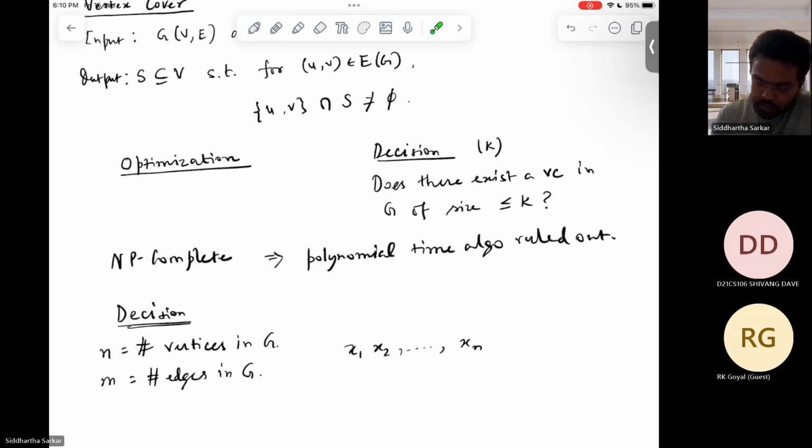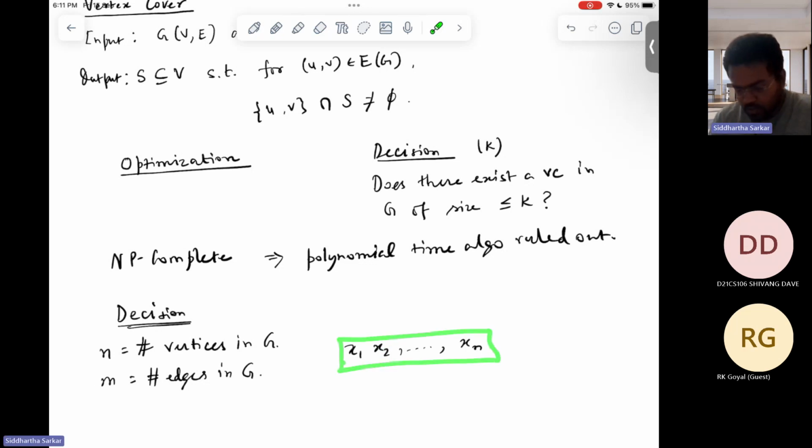And then each of these variables is either 0 or 1. If a variable is 1, then you are considering that vertex to be part of the vertex cover. And thus, for every permutation of the n length string, you will have a set of vertices which are presumably in the vertex cover, and then you will check whether this is indeed a vertex cover or not.